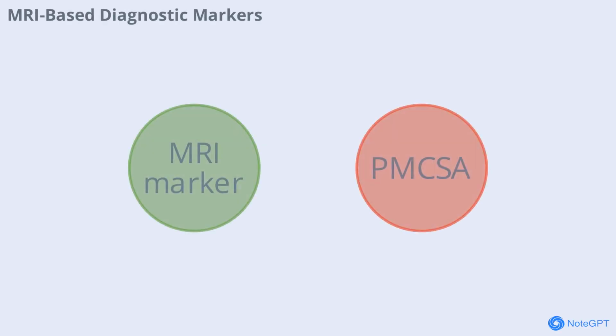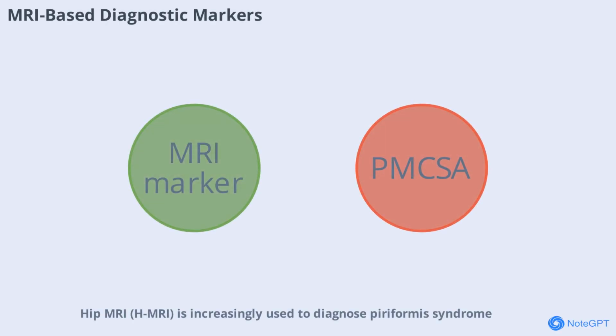fMRI/HMRI is increasingly used to diagnose piriformis syndrome. Two key markers are the piriformis muscle cross-sectional area, PMCSA, and thickness, PMT. Studies show that both are significantly larger in patients with PS compared to healthy individuals. A PMCSA above 611.672 is highly accurate for diagnosis, with 75% sensitivity and specificity. These objective markers help distinguish PS from other causes of sciatica, especially when disc problems are not present.